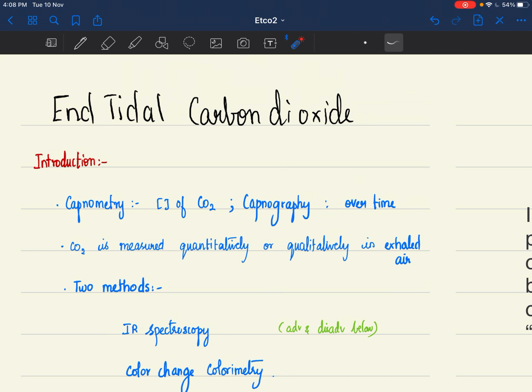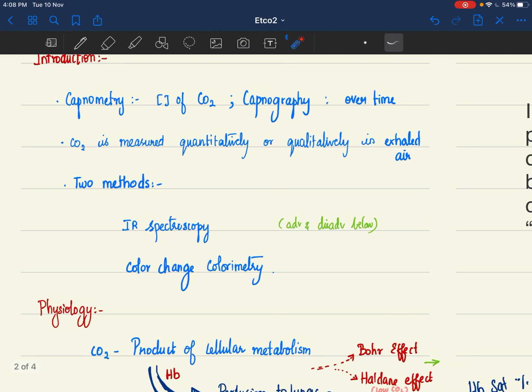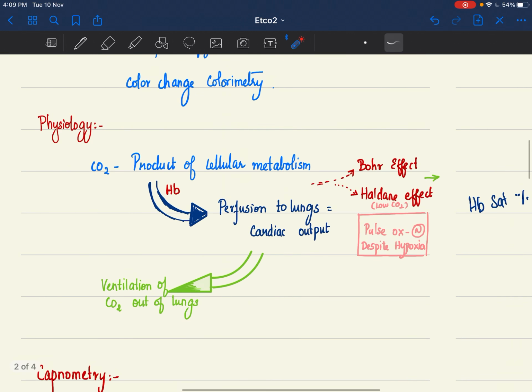Capnometry, as the name suggests, is metric. It just tells you the concentration of carbon dioxide, whereas capnography is a graphical representation of the real-time events that are happening in the patient over time. So you get a trend from capnography. Capnography will give you more information than capnometry. Carbon dioxide can be measured quantitatively in values or qualitatively, just presence or absence in exhaled air. Broadly two methods. We will see about that in just a moment.